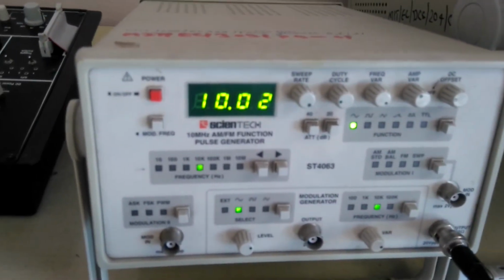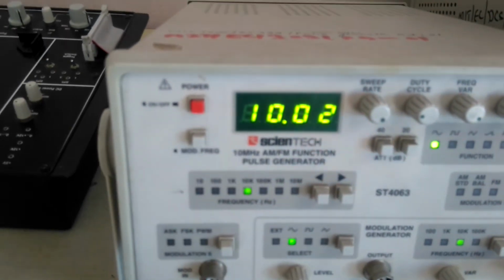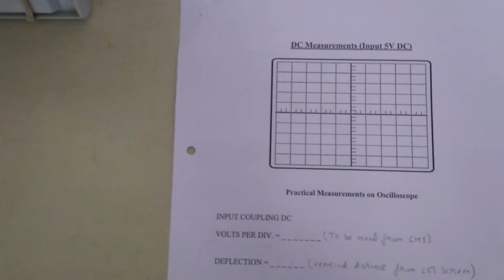This frequency is obtained from calculation, and we have to find out whether it is right or not. We have to cross verify this frequency which we have found out from the formula. For this we have to go to the function generator. Here you can see the frequency is 10.02. So our answer is right.